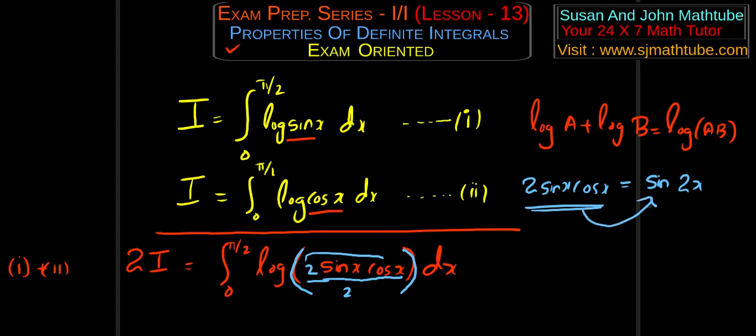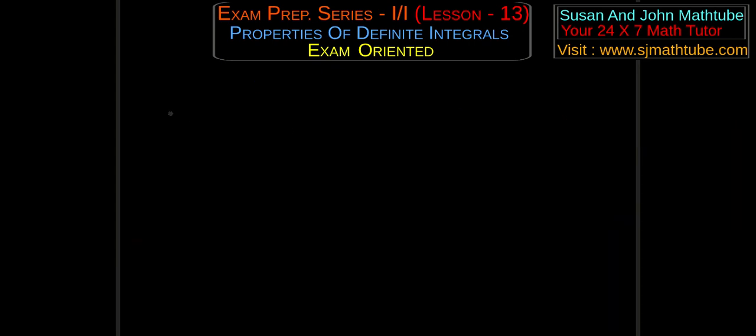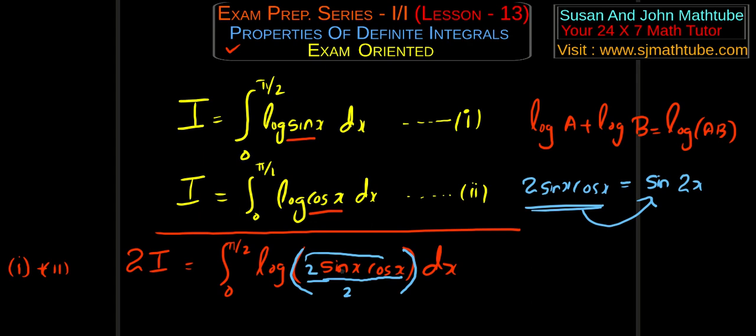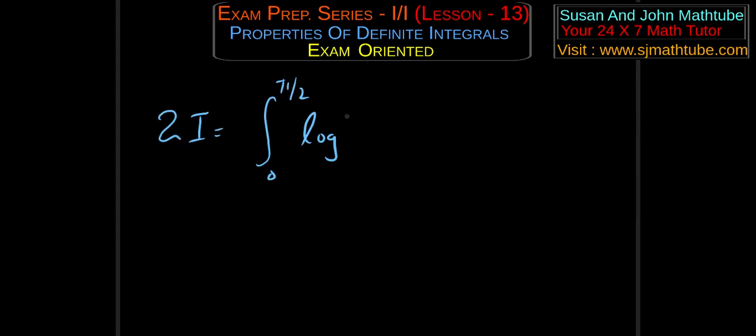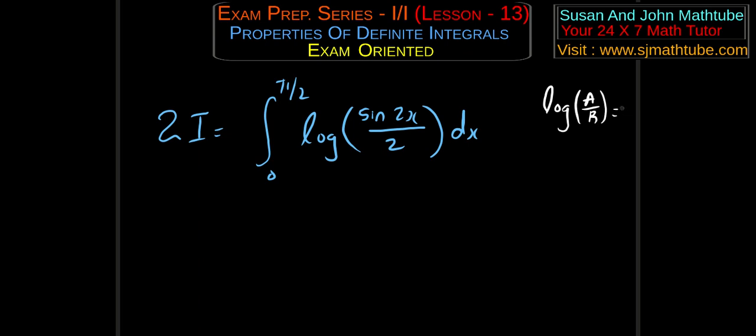Yeah, sin 2x. So I end up with 2I is equal to integral 0 to pi by 2. I'll show that part once more. Look at this, the numerator becomes sin 2x. So we get sin 2x, the whole divided by 2 dx. Okay, automatically my next question will be, what is log a by b? Yeah, that's equal to log a minus log b.